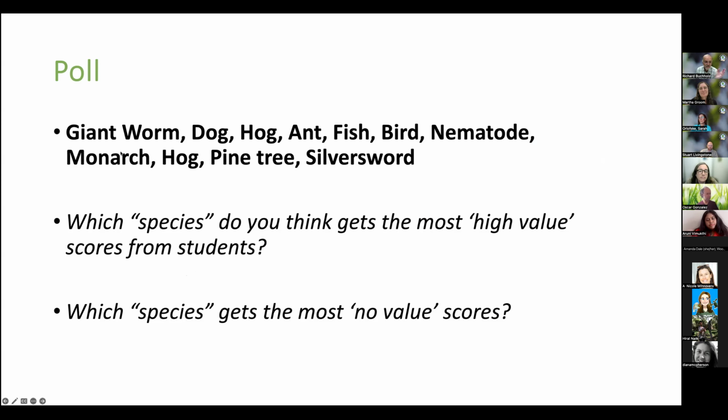Your choices are the worm or giant worm, Petey the dog, the hog breed, the acacia ant, the humpback chub or fish, the bird, Arapipi mannequin, the parasitic nematode, the monarch butterfly. Oh, I got hog up here twice. Don't put hog twice. The pine tree, silver sword. If I have that, 1, 2, 3, 4, 5, 6, 7, 8, 9, 10. Yeah. The silver sword is the Hawaiian plant. Okay.